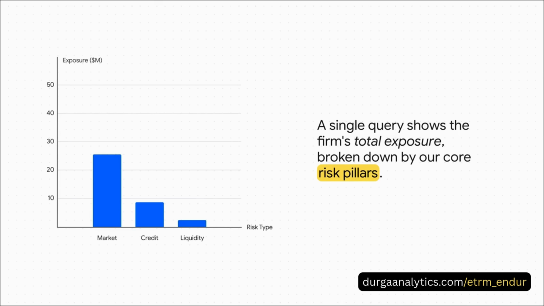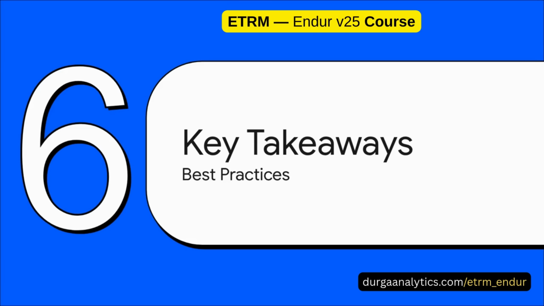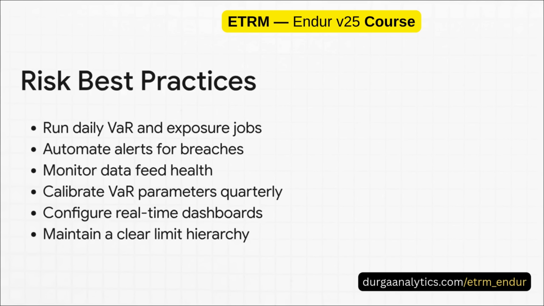We have covered a ton of ground, so let's bring it all home. Let's summarize the absolute must-know takeaways and talk about some best practices for doing risk management the right way in Endur. Look, if there's one thing you remember from this session, let it be this. Good risk management is not a one-time project. It's a continuous, daily discipline. It's about automating everything you can, constantly monitoring your data, and regularly, at least quarterly, revisiting your models and your stress tests to make sure they still make sense in the current market. It's a process, not a destination.